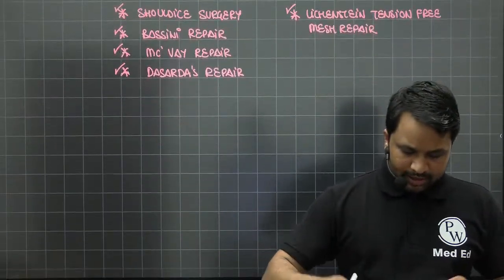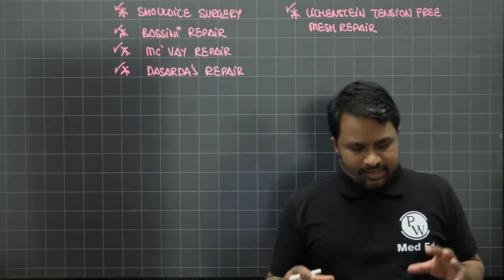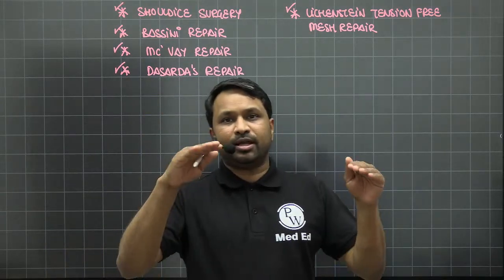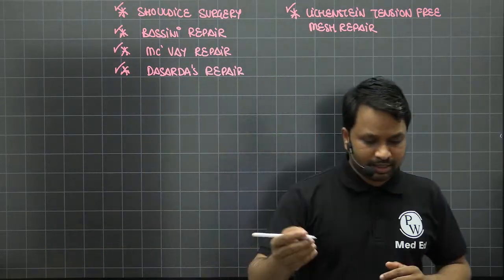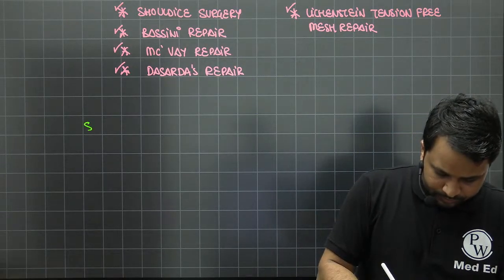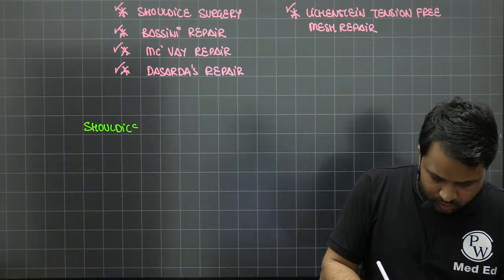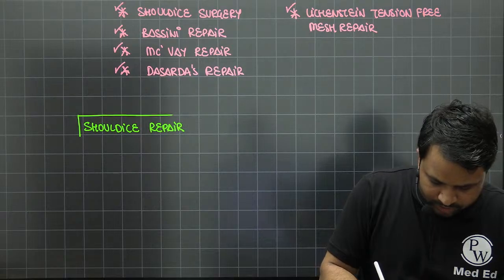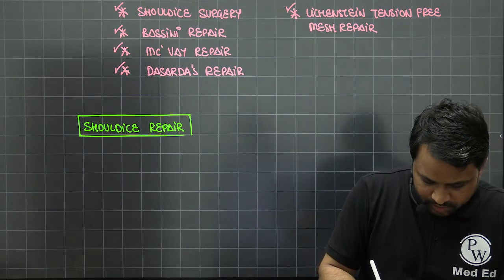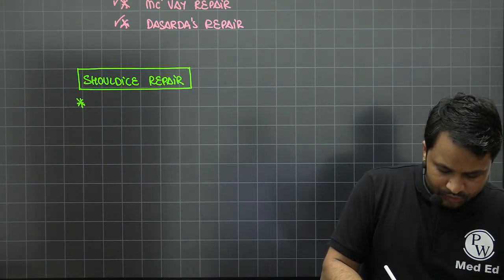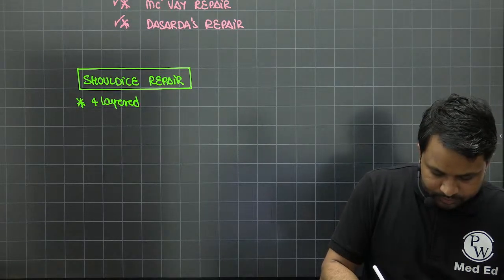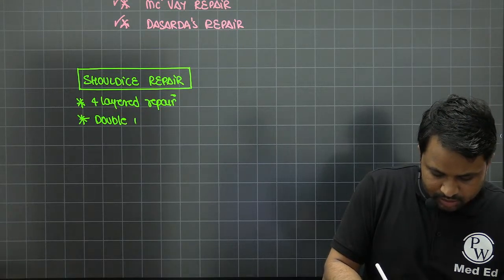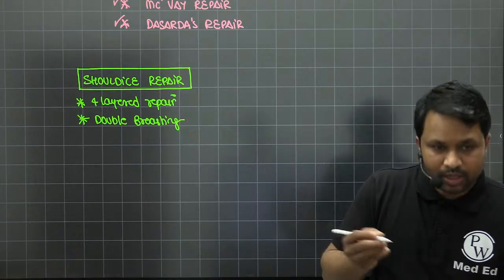So let's understand what is Shouldice surgery. Shouldice is what we call a double breasting. It's actually a four-layered repair, but the layers are one on top of another. So I'll be talking about our Shouldice repair. It can be done for inguinal hernia, both direct as well as indirect. This is a four-layered repair, also referred to as the double breasting.